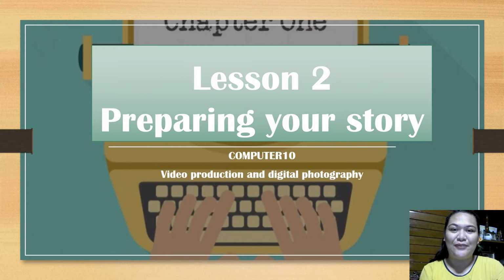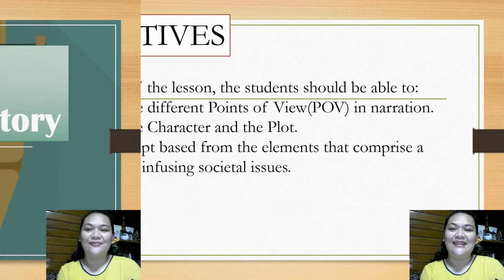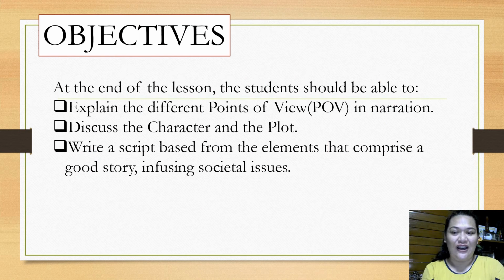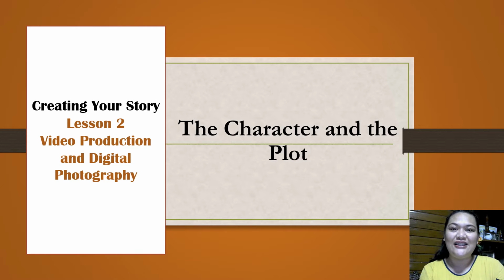This is the second part of our lesson 2, preparing your story. The objectives are, you should be able to explain the different points of view in narration, discuss the character and the plot, and write a good script based from the elements that comprise a good story infusing societal issues. This video will discuss how we are going to create the character and the plot.